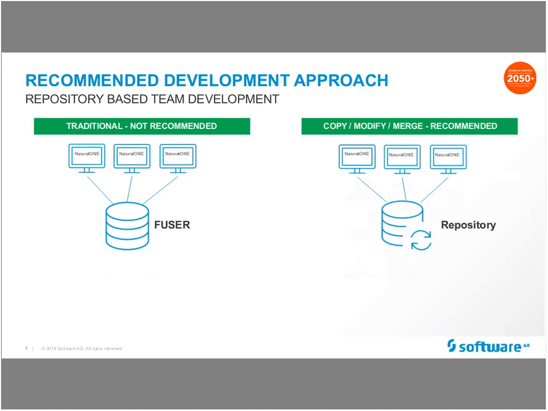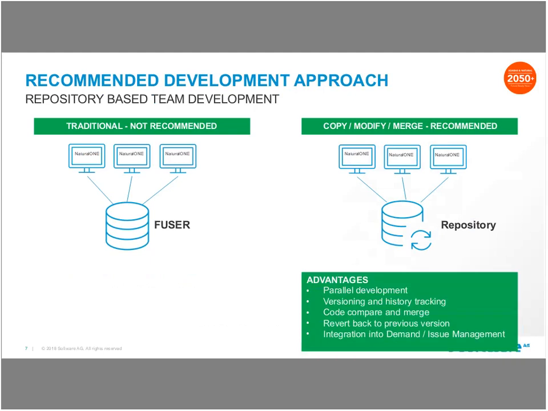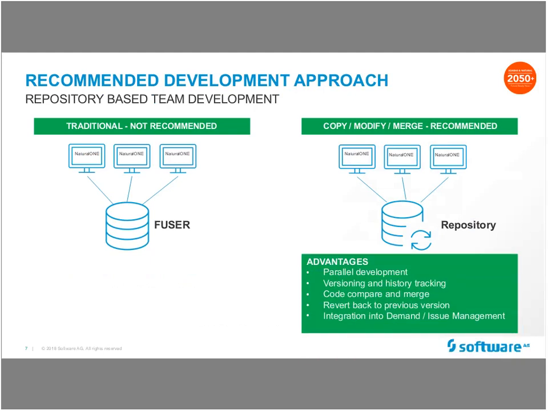We recommend the repository-based approach, where you have copy and merge functions available and your source code is in your repository, because this really allows parallel development without one developer being able to destroy or overwrite the source of another developer. All changes are versioned and there's history tracking. You can comment your history. You can build branches, releases, versions, and so on. You have, of course, code compare and merge functions available. You can go back to a previous version and so on.